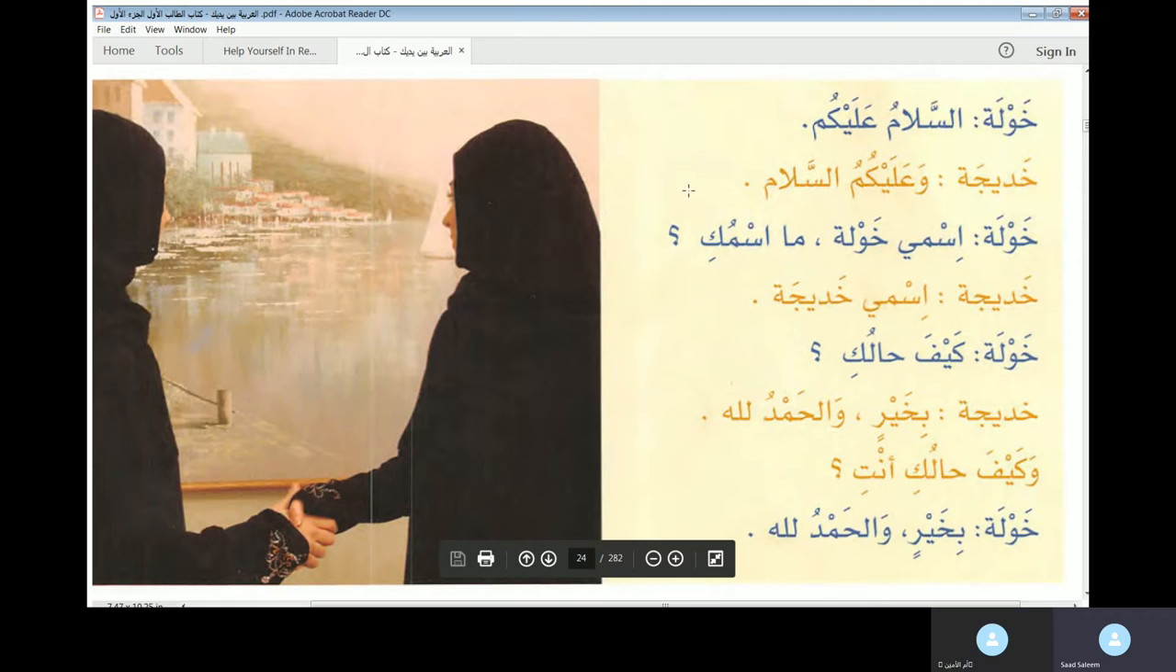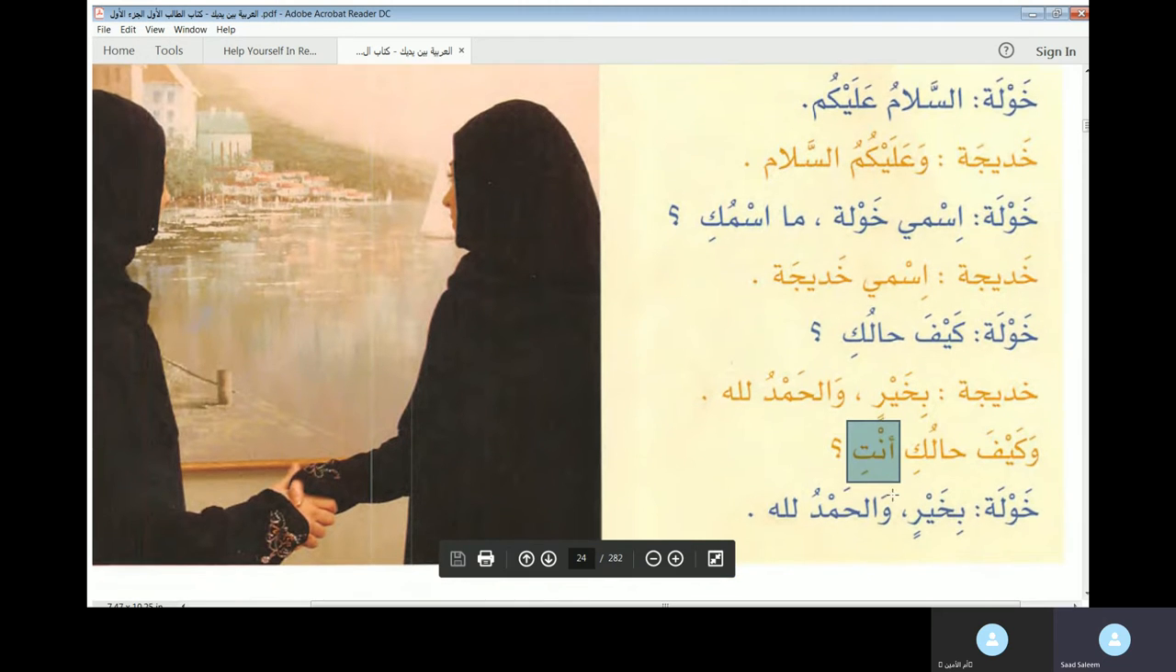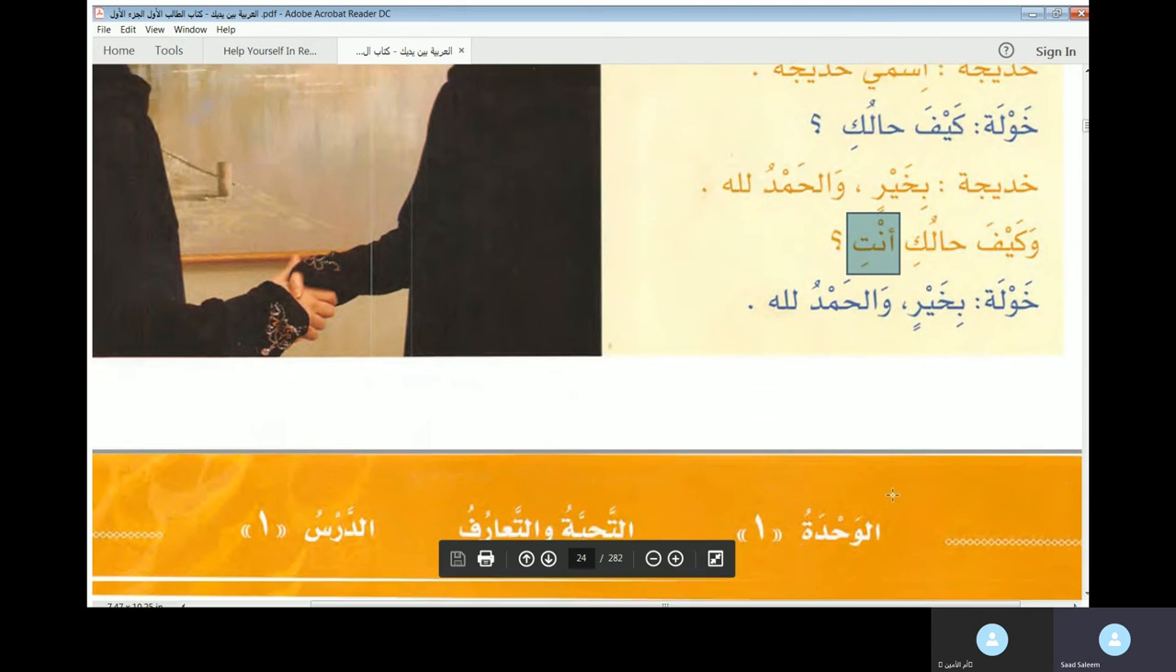So the only difference is, for male we say masmuka and for female we use masmuki. For male we use kaifa haluka and for female we use kaifa haluki. For male we use anta and for female we use anti. So this is the difference between male and female.